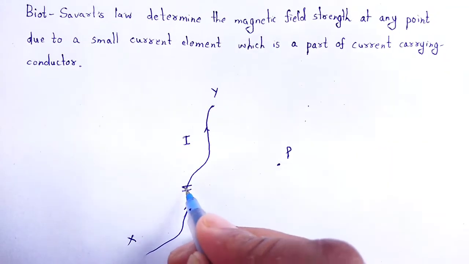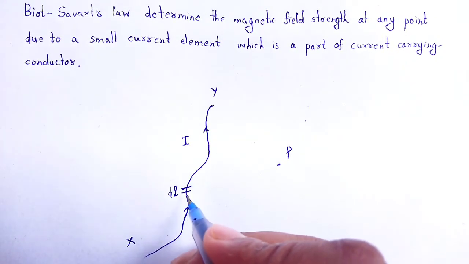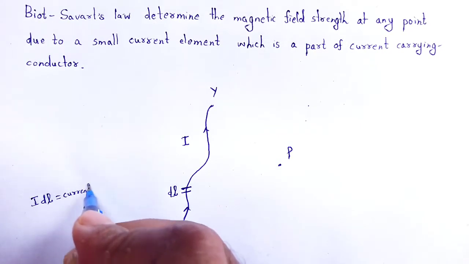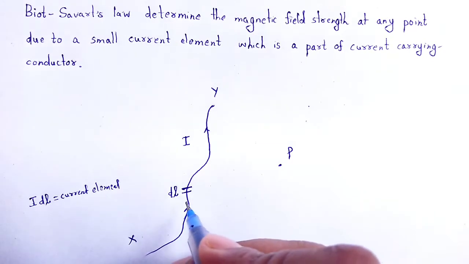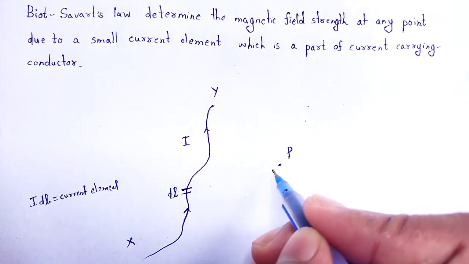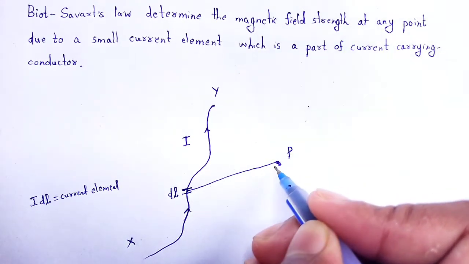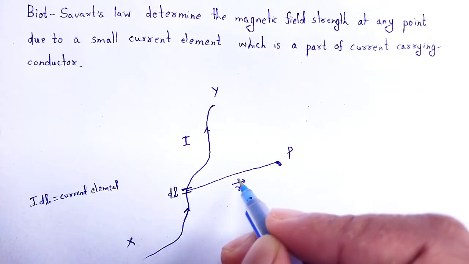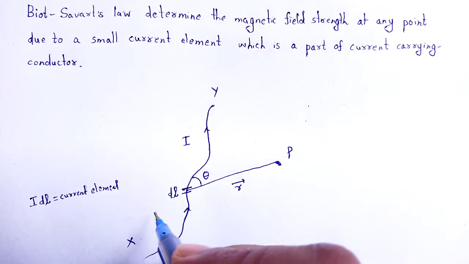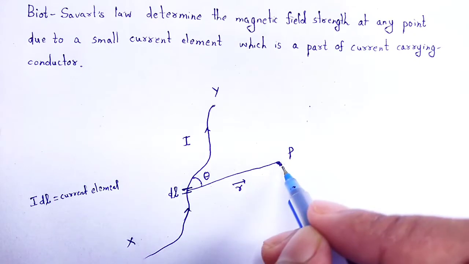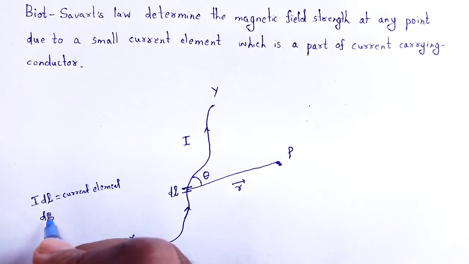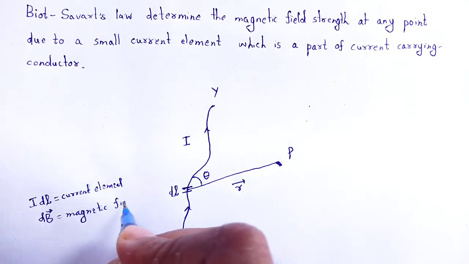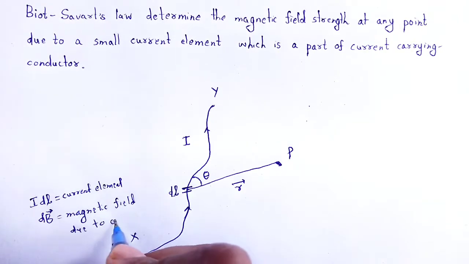Let's take a small portion which is dl. In that portion, I dl is known as the current element. The point P is at a distance r vector from it, and the angle between that I dl and r be theta. The magnetic field due to that current element at point P, let dB be the magnetic field strength due to the current element.